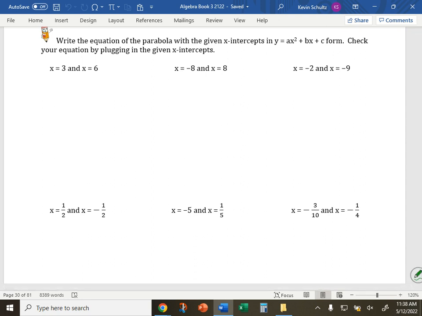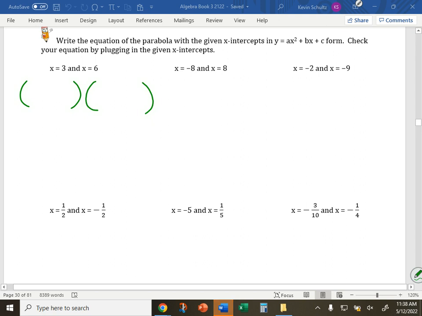What are the sets of parentheses? What expressions would positive 3 and positive 6 come from? If 3 and 6 are our x-intercepts, that means they came from parentheses. What expressions would they have come from? Aiden. X minus 3 and x minus 6. Excellent. X minus 3 and x minus 6. Again, just kind of the opposite, right? And then what would you do to this to get the original equation?